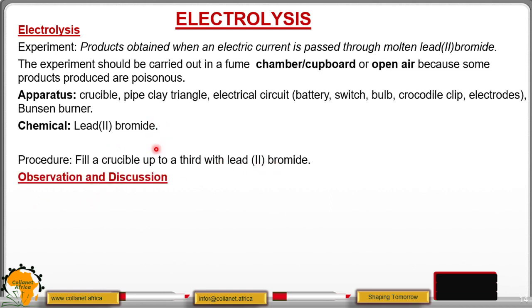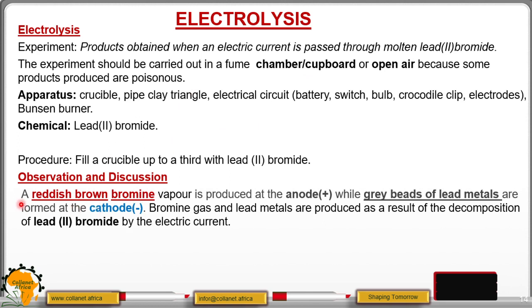Observation: when you connect the circuit and then you heat the lead bromide, this is the observation that will be seen: a reddish-brown bromine vapor is produced at the anode because bromide ions are negatively charged, so they will be attracted to the anode, while gray beads of lead metal are formed at the cathode because the lead ions are positively charged, so they will be attracted to the negatively charged cathode, or the electrode.